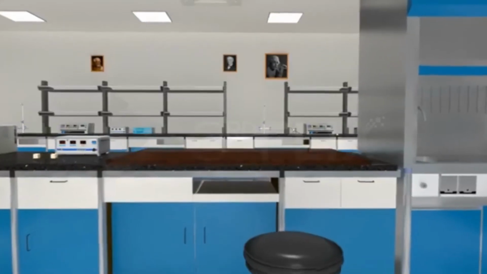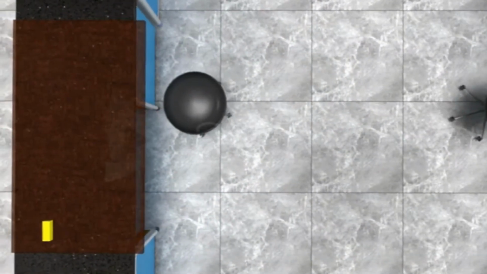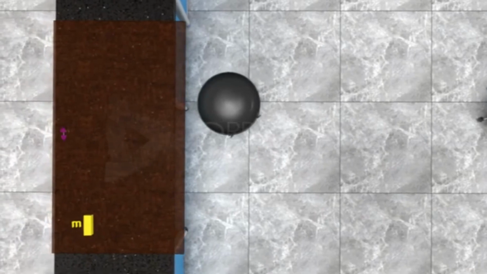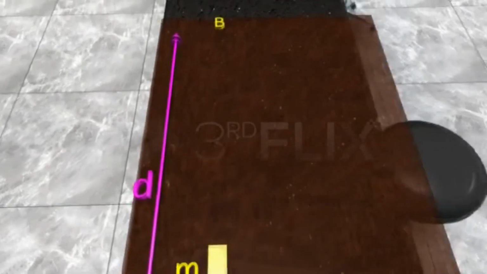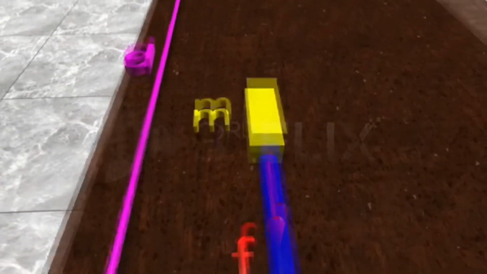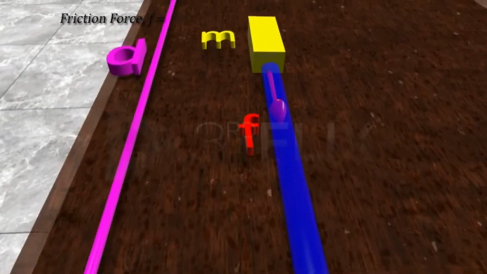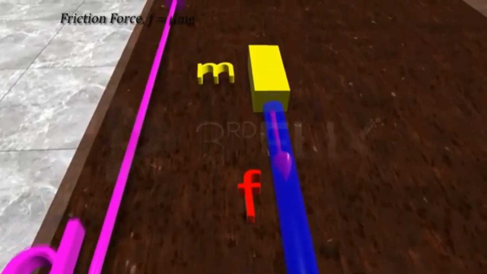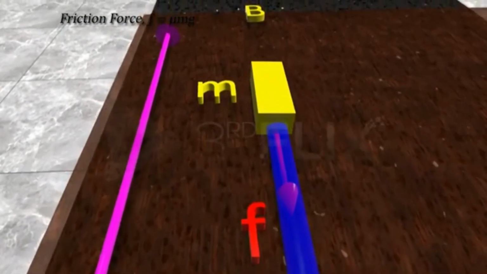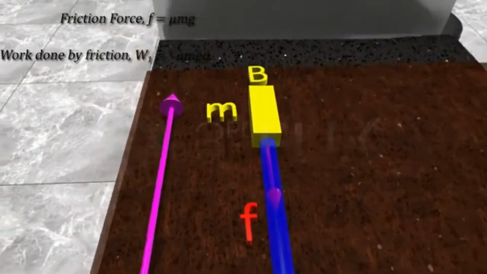Now, let us look at work done by friction in a roundabout motion. Consider an object of mass m that is moved very slowly through a distance d between points A and B in a straight line on a rough floor with coefficient of friction mu. The frictional force that exists between the surfaces is therefore mu mg. Friction, as you know, acts opposite to the direction of motion. Hence work done by it is minus mu mg d.